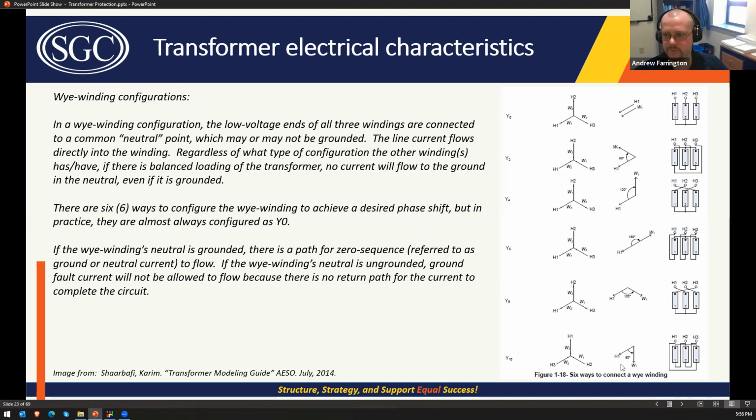There are 6 ways that you can configure the Y configured winding. These are those 6 ways, and this is why your clock position has 12 positions, because you can actually change it to something other than 30 degrees leading or 30 degrees lagging. But in practice, you don't need to worry about these. You're going to see Y0 type winding configurations. But if you do have a unique application for some reason, you can custom order a transformer potentially with the phase angle shift that you need.